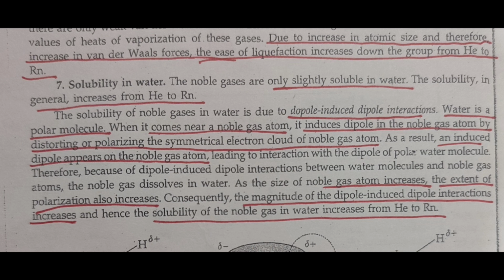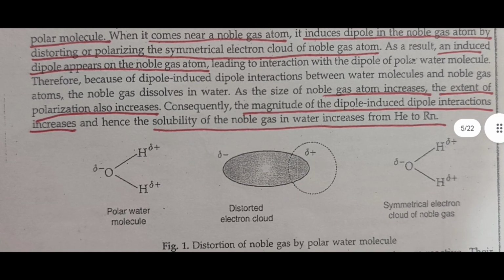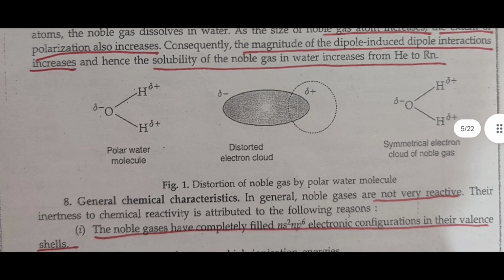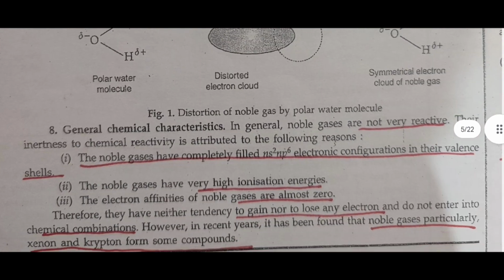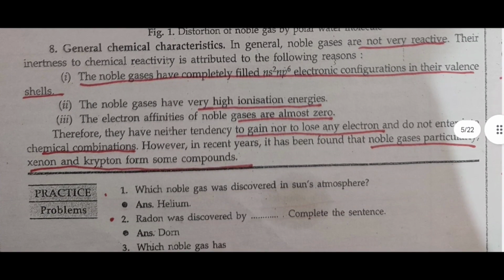Ease of liquefaction. Sixth, the noble gases are not easily liquefied. This is due to the fact that there are only weak van der Waals forces which hold the atoms together. This is also clear from the low value of heat of vaporization of these gases. Due to increase in atomic size and therefore increase in van der Waals forces, the ease of liquefaction increases down the group from helium to radon.